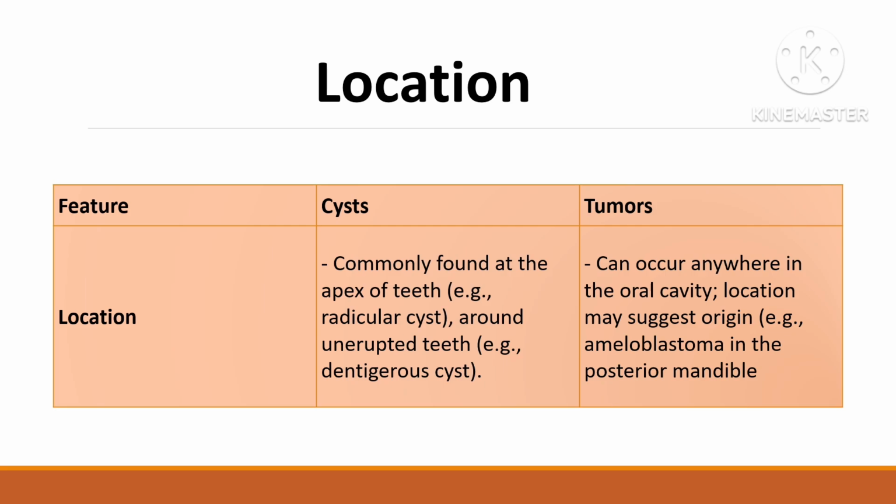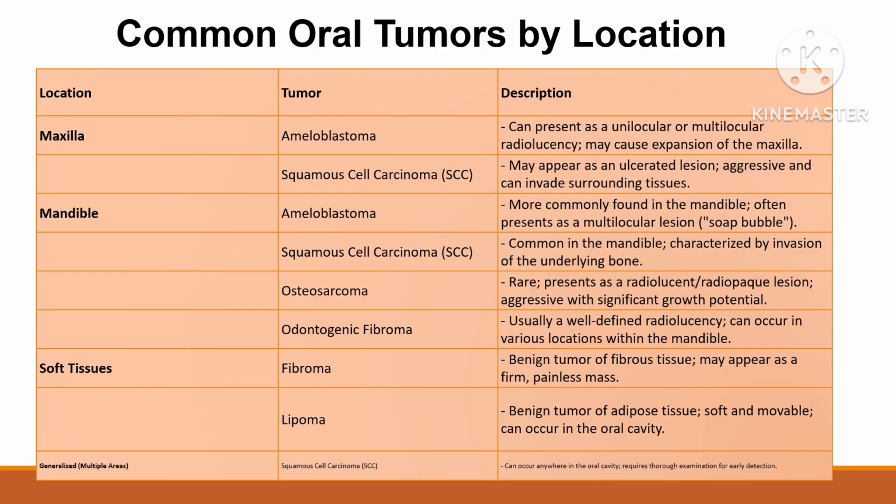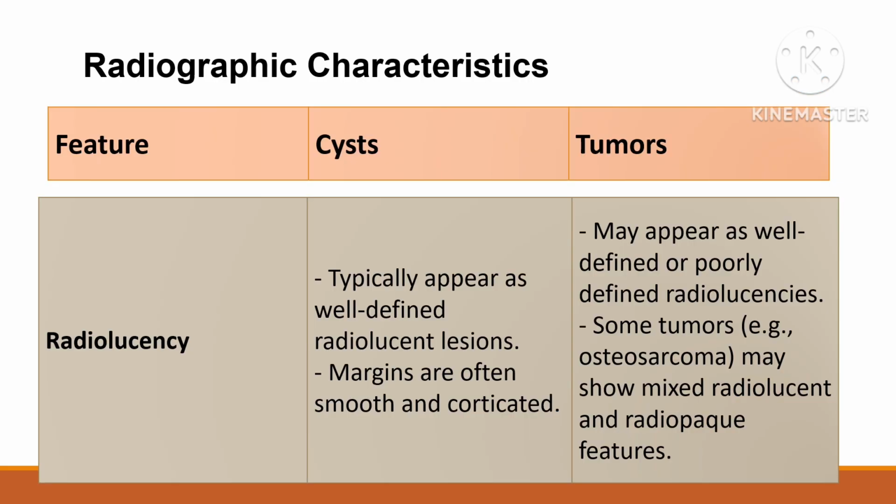For example, if the tumor is of the ameloblastoma, then it is most commonly found in the posterior mandible. Here I have provided you two charts for the common oral cyst with respect to their location in the oral cavity. Please pause the video here and go through these two charts once. After the clinical features, we will be discussing how, radiographically, we can differentiate between a cyst and the tumor.